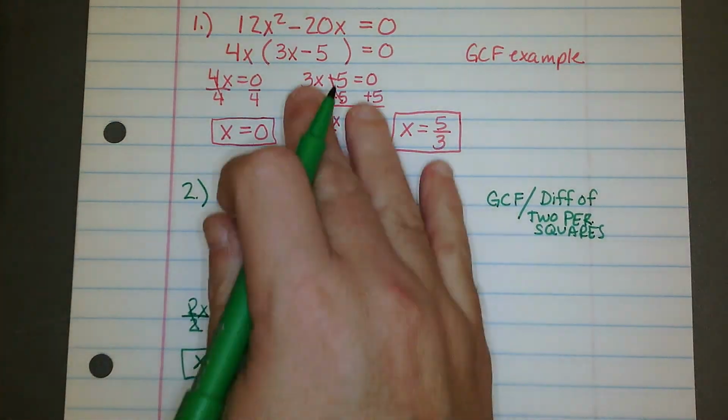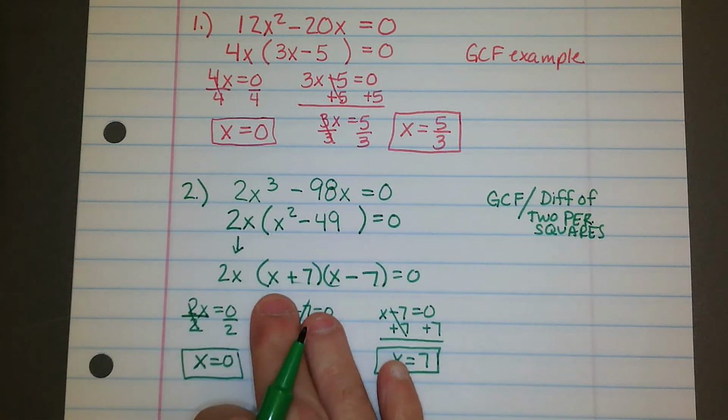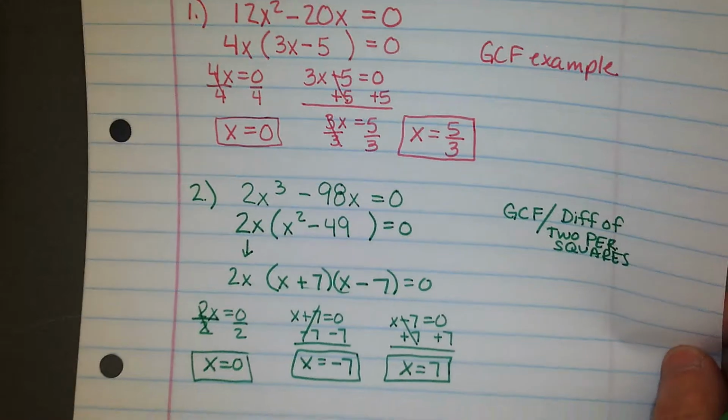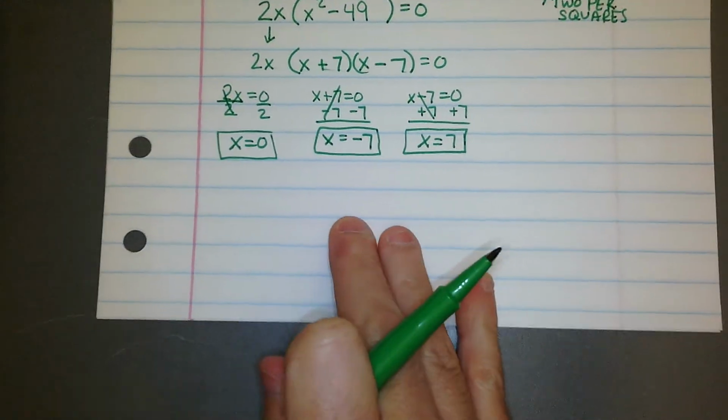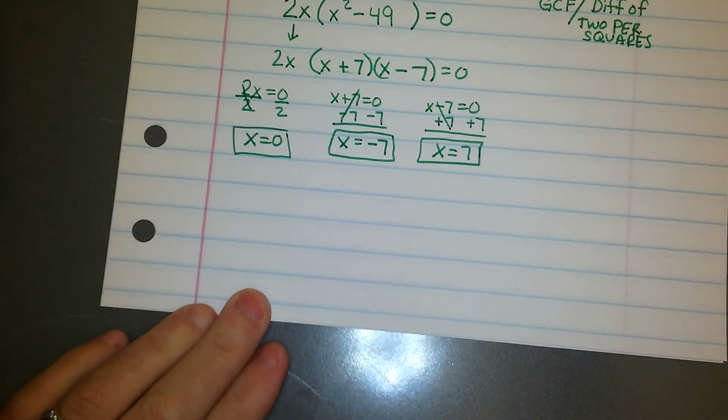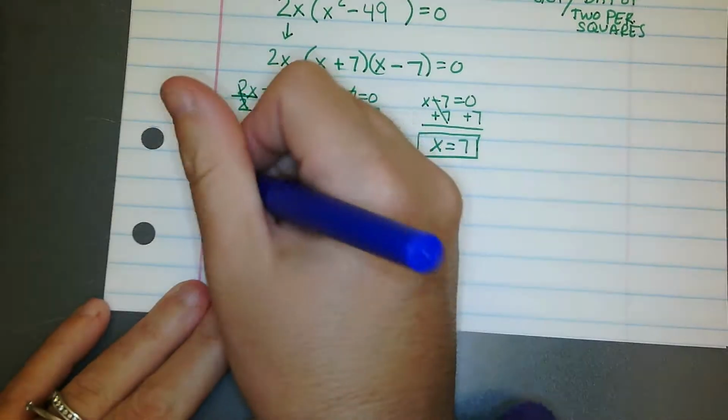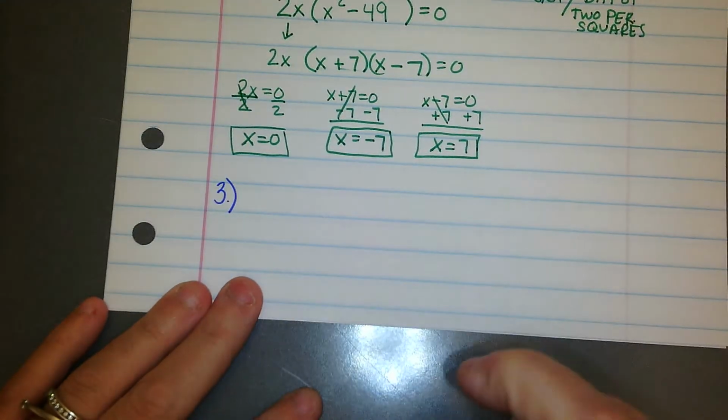Okay, so there's an example of that. So we have a regular GCF. We've got a GCF with a difference of 2 perfect squares. We got one more to go. Hope I have enough room. Do you know what's coming? Last one.